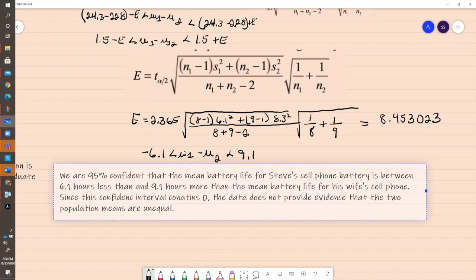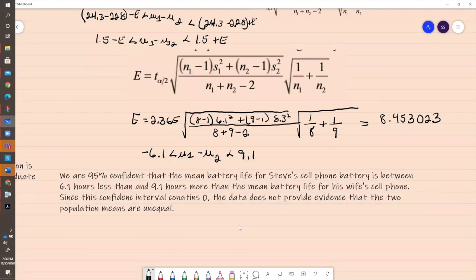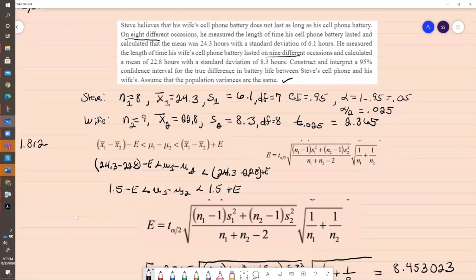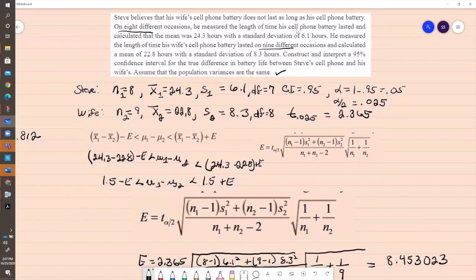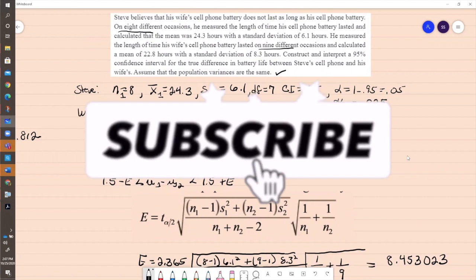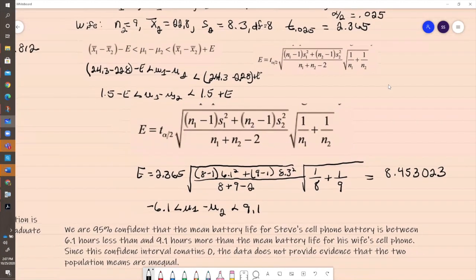So that means that his phone could be 8.2 and her phone could be 8.2, which means that it will be 0. That means that there will be 0 difference between the two. So if there's 0 difference between the two, then he doesn't have evidence to say what he said at the beginning, that his wife's cell phone battery does not last as long as his. He doesn't have evidence to prove that. He has evidence that it's possible that it does not, even though he believes it does.